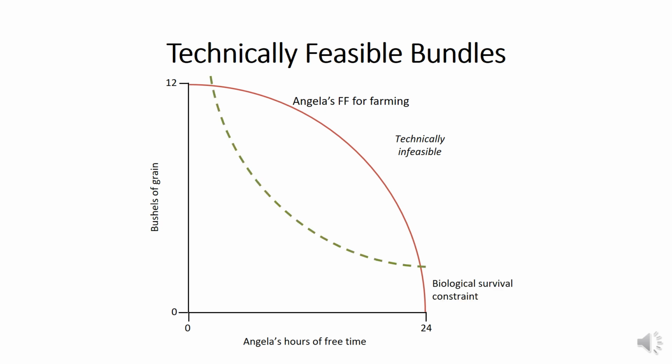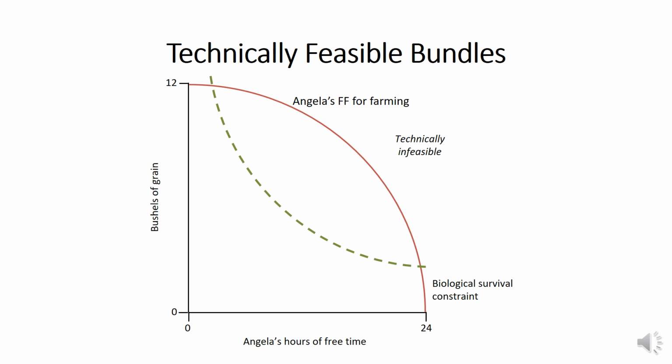But we add in an additional wrinkle here, and that's a biological survival constraint. And what this says is that there's a minimum amount of grain that Angela has to get in any given day in order to survive to the next day, and that amount of grain is increasing the more that she works. So this curve slopes upward as we go from Angela taking more free time to less free time. And in fact, it crosses the feasible frontier up near 12 bushels of grain.